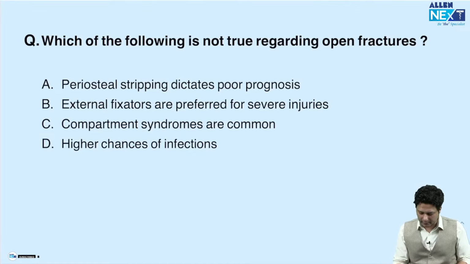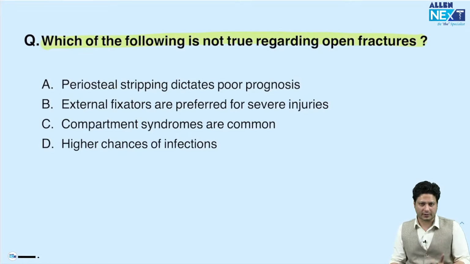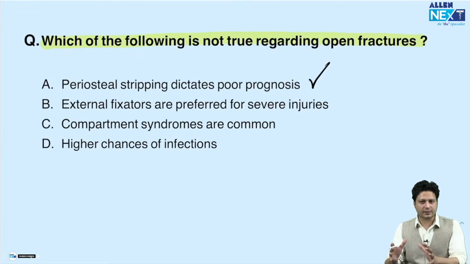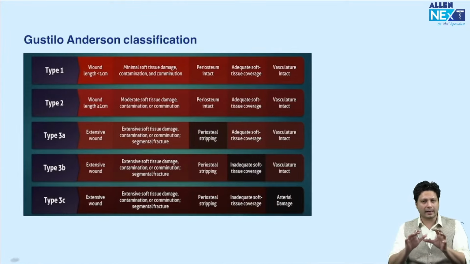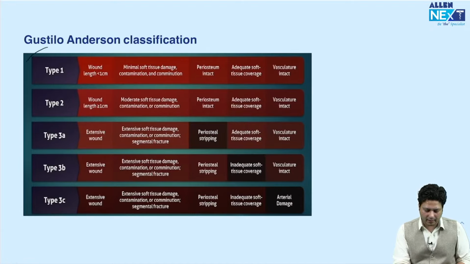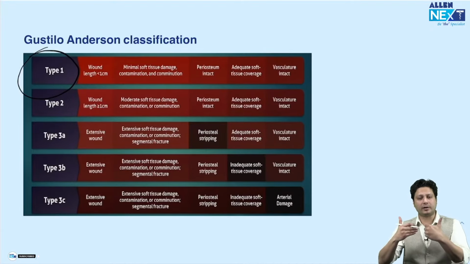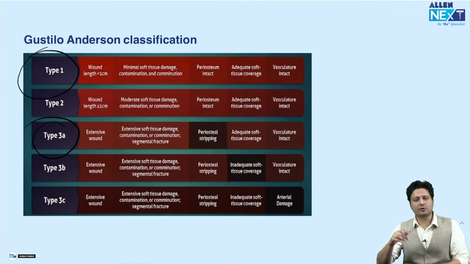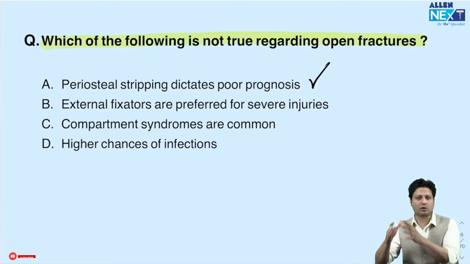So let's start with the question: which of the following is not true in relation to open fractures? Option number 1 is that the periosteal stripping dictates the poor prognosis. You know, this statement is true. In our classes, we have talked about that open fractures are basically categorized by the Gustilo-Anderson system of classification into 3 different types. And type 1 Gustilo-Anderson is going to have a relatively good prognosis. The type 3 would be having a poorer prognosis. So type 3 is always associated with some amount of periosteal damage.